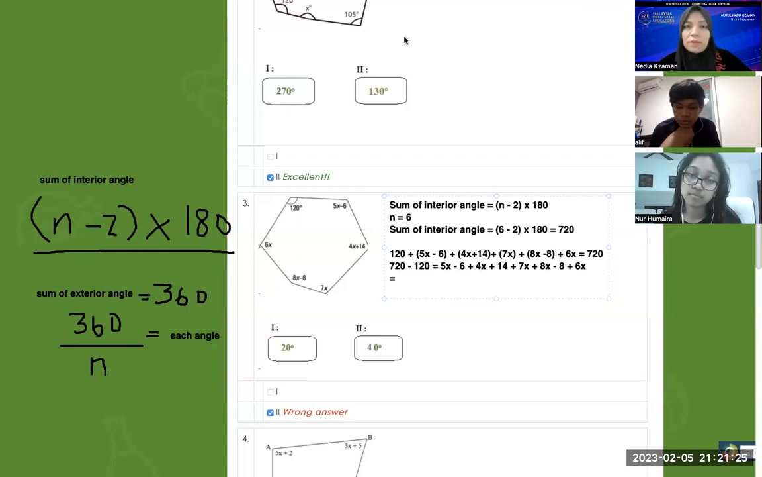5x plus 4x. What you need to do here is you have to calculate one by one. 5x plus 4x is 9x. 9x plus 7x is 16x. 16x plus 6x is 22x. 22x plus 8x is 30x. Okay, so here 720 minus 120. What do you get, Alif?